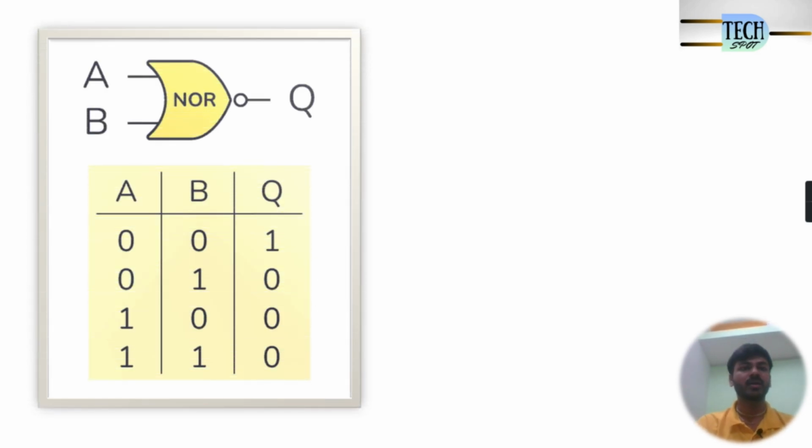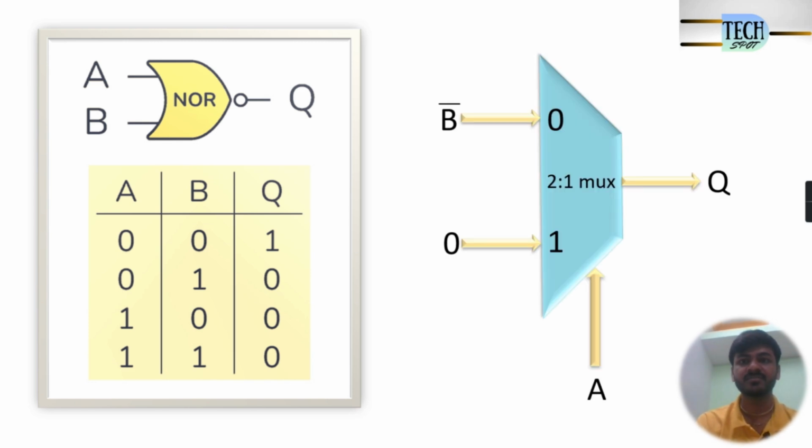So you can see the truth table of NOR gate. It is nothing but inverse of OR gate. Okay, so to implement this NOR gate, we'll draw 2:1 mux. Here you can see on screen 2:1 mux. Here I have selected input A as a select line for this 2:1 mux.